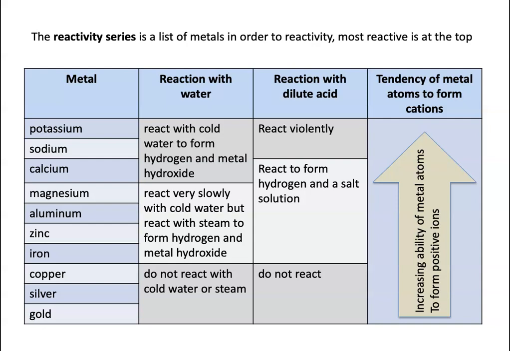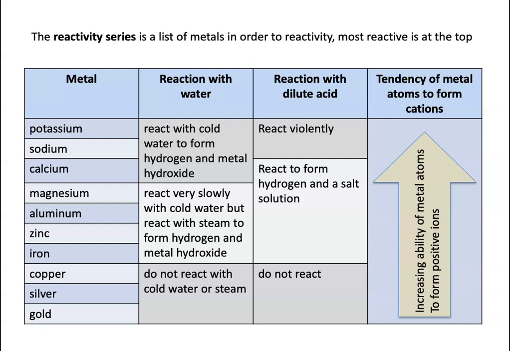Potassium, sodium, calcium are the most reactive. Magnesium, aluminium, zinc, iron, and copper, silver, gold are the least reactive. And you can see how they react with water, how they react with acid, and the more reactive the metal, the easier it is to lose electrons to become a positive ion.